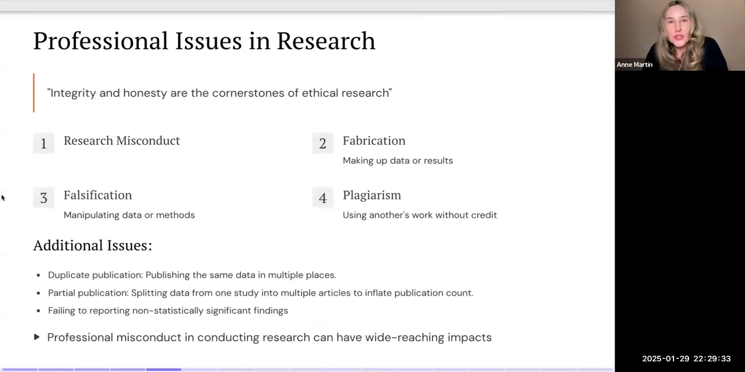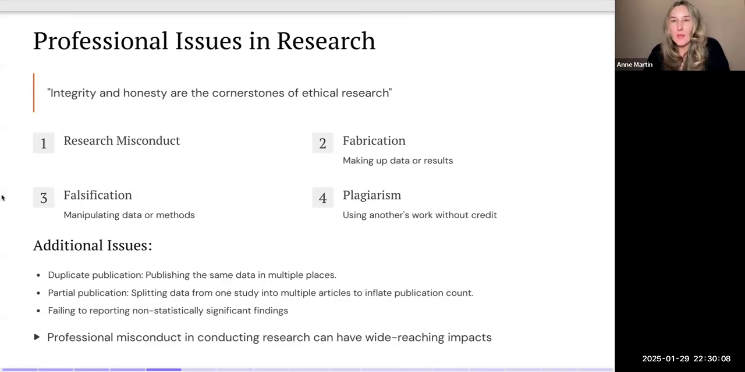So, of course, researchers need to have a high degree of professional integrity when it comes to conducting their research to avoid any instances of research misconduct, because research misconduct can have a significant harm on society. Some examples of these are fabrication, making up results, falsification, manipulating data or falsifying an element of it, and then of course plagiarism, using another's work without credit.